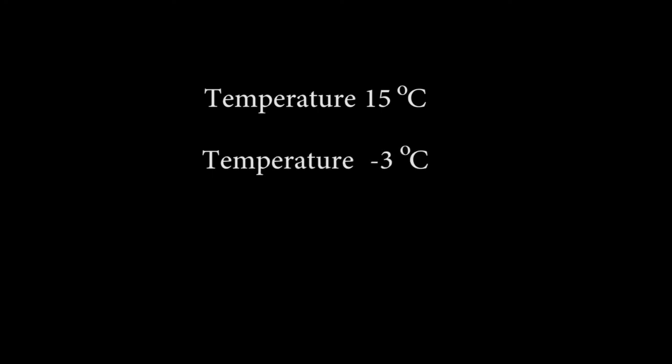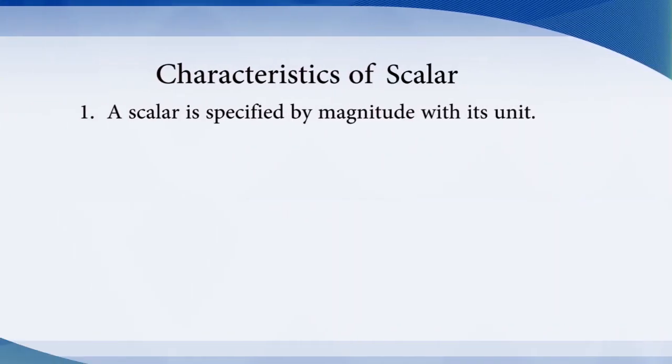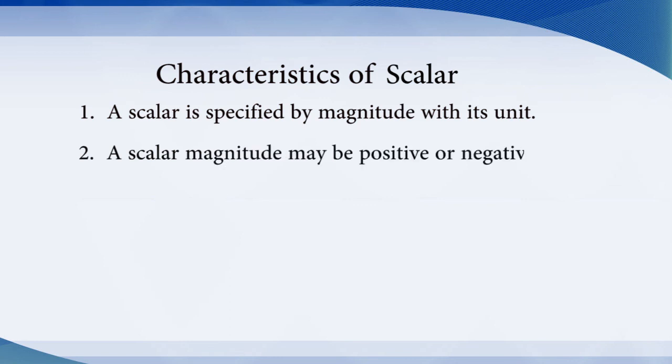Now, let us say the temperature is 15 degrees centigrade. And sometime later, the temperature becomes minus 3 degrees centigrade. Here, 15 is magnitude and minus 3 is magnitude. Therefore, in scalar, the magnitude may be positive or negative.